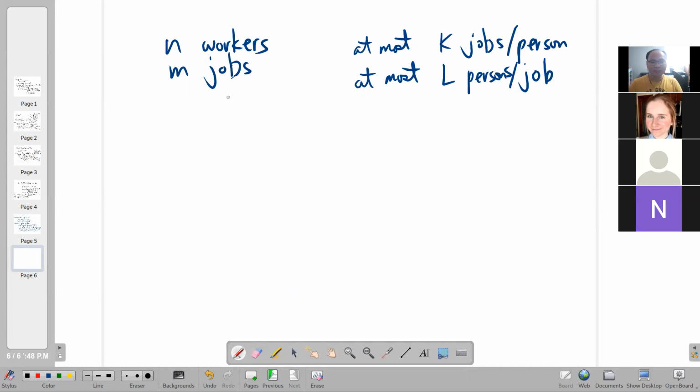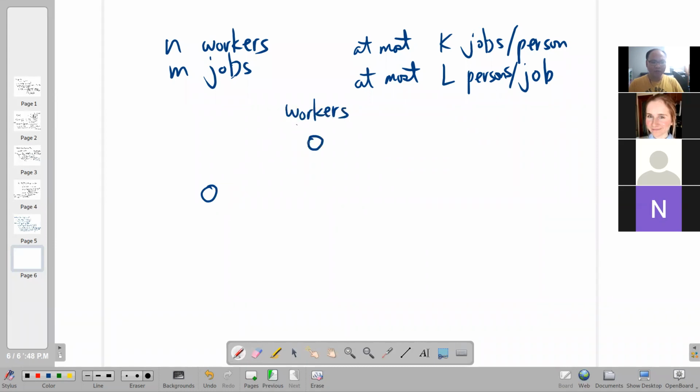Okay, so let's say that these are the constraints. So how do I make this into a network flow? The idea is that we're going to give each person some kind of tokens, if you want to call it that. And we're going to have workers.